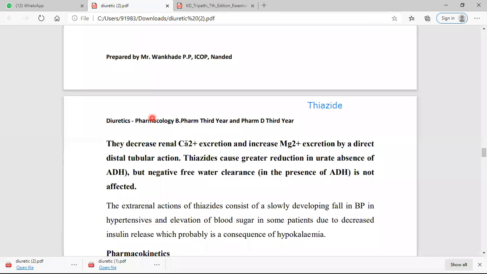Same, it also causes a decrease in calcium excretion and an increase in magnesium excretion by direct tubular action. Okay, so there is greater reduction in uric acid and the free water clearance. Negative free water clearance means there is a reabsorption of excess free water, called negative free water clearance.